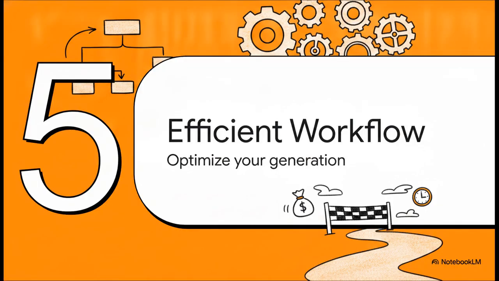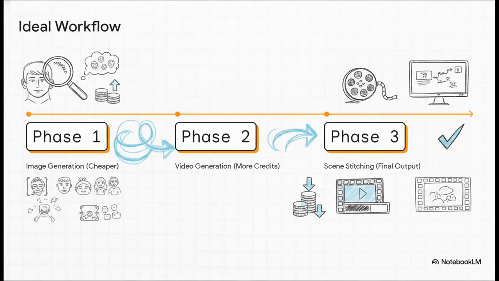All right, section 5, the most efficient workflow. Optimize your generation. Because look, knowing what the tools do is only half the battle. Executing them in the exact right order, that is how you protect your resources and actually get your projects across the finish line. Let's see how this builds into the ultimate pro tip.